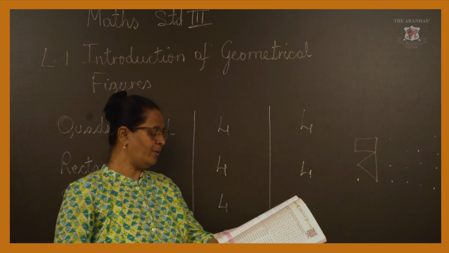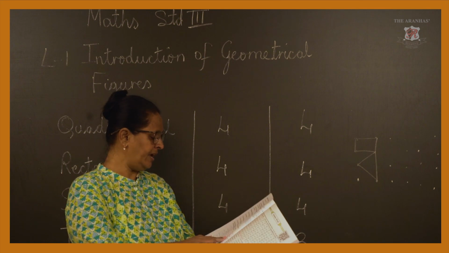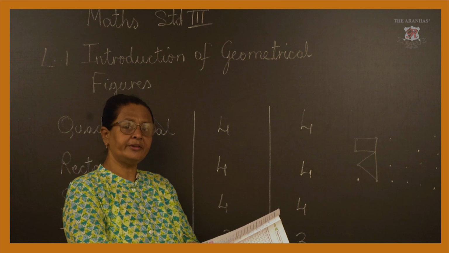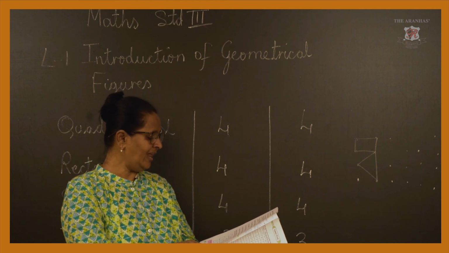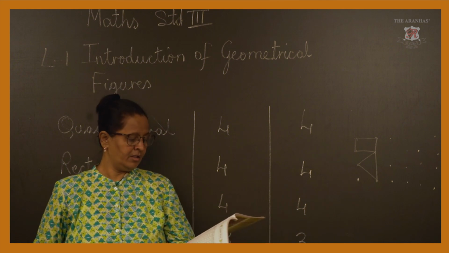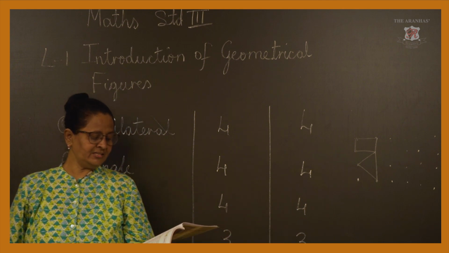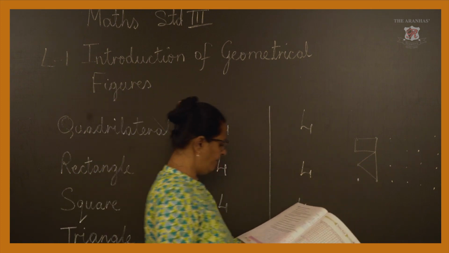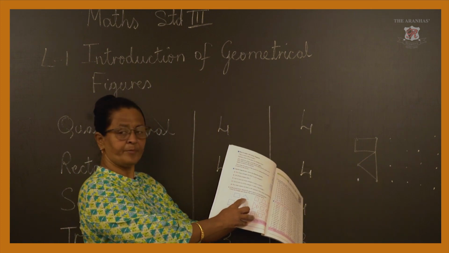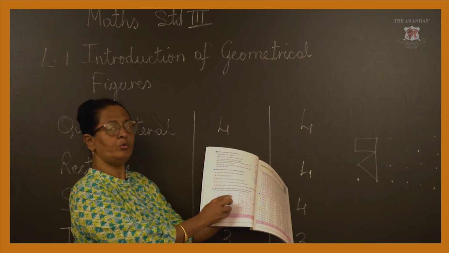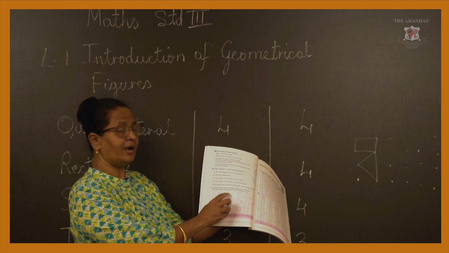So, that is what I want you to do. See, identify the figures drawn on the dotted paper. Color the triangles red. Now, in your figure here, wherever the triangle is there, you have to color only this part in red.